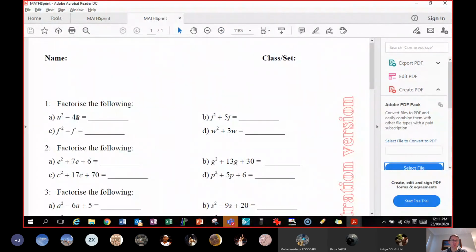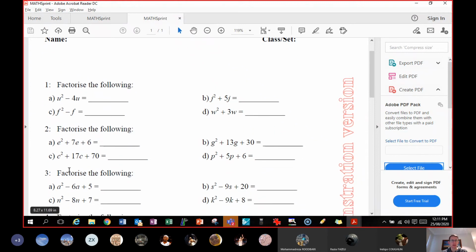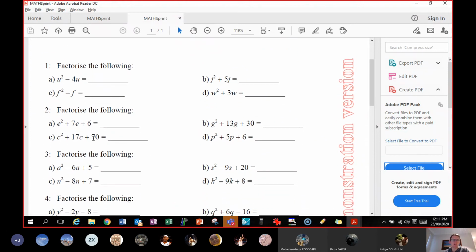Like u will be the first factor, and the next factor will be u minus 4. J plus 5. F minus 1. W plus 3. Here would be e plus 6, e plus 7, e plus 6, e plus 1. Here would be g plus 10, g plus 3. Here would be c plus 7, c plus 10, because it's 70 and 17.